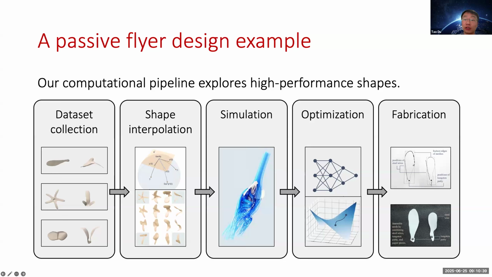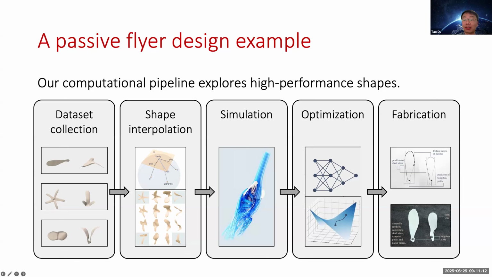Next, for each new shape proposed in this shape space, we evaluate its flying performance in a fluid simulator. More specifically, here we use a lattice Boltzmann fluid simulator with immersed boundary methods for solid fluid coupling. These performances are collected by a learning-based optimizer to refine the shape design. And finally, we create paper replicas of these optimized shapes and test their flight performance. So the overall pipeline here is computational.